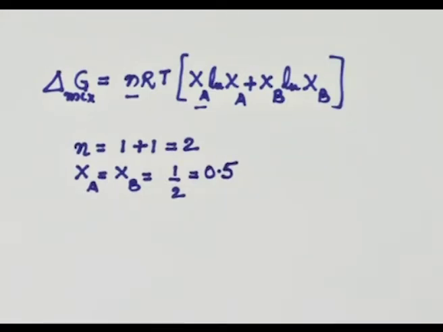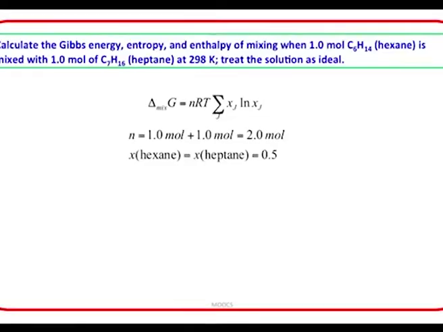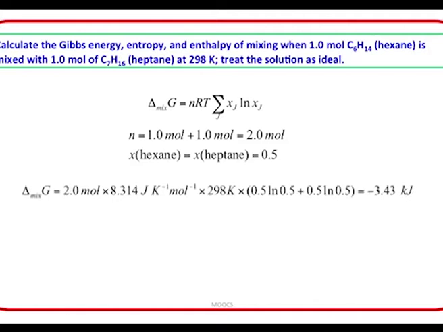Let us take a look at the slide. When you substitute nRT, n is 2, R is 8.314 joule per Kelvin per mole, T is 298 Kelvin, and X, as we just discussed, is 0.5 in each case. So, after substitution you get a value of minus 3.43 kilojoule.